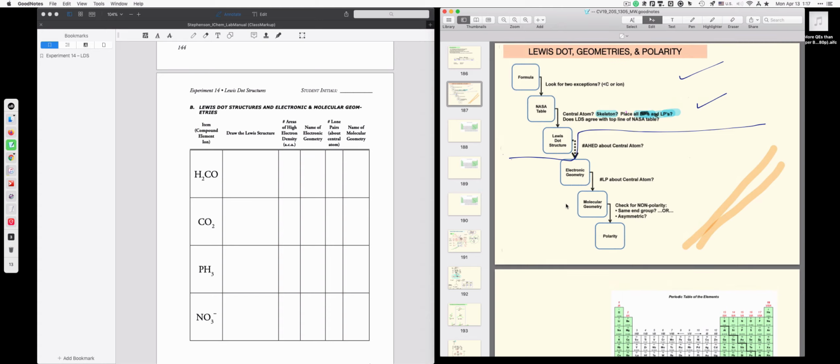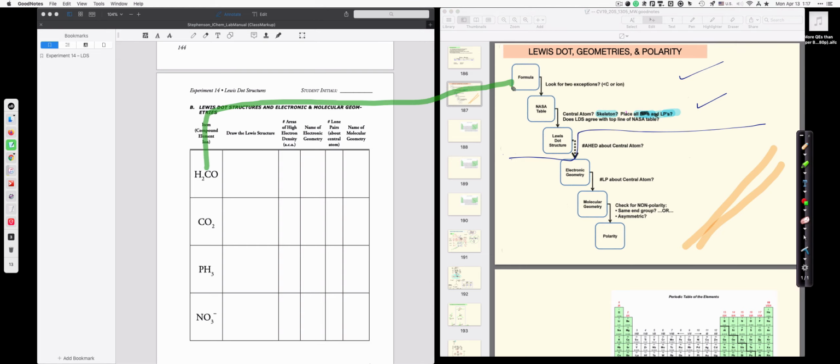So what I want you to see from these is that I give you a formula, and then you're going to draw a Lewis dot structure. Okay, so then there's the Lewis dot structure. Let's try not to cover up that writing. What I don't ask you to show me is the NASA table, but I know you're going to have to do that to get here. And then you're going to take your areas of high electron density, and you're going to use that to determine the electronic geometry.